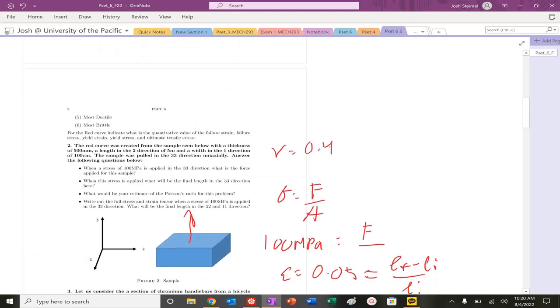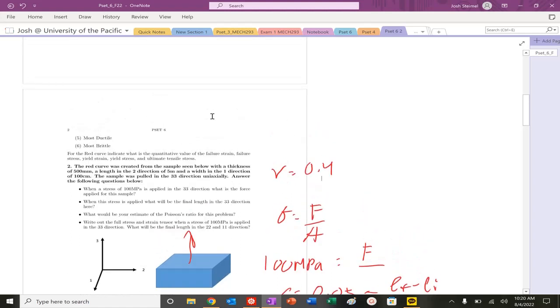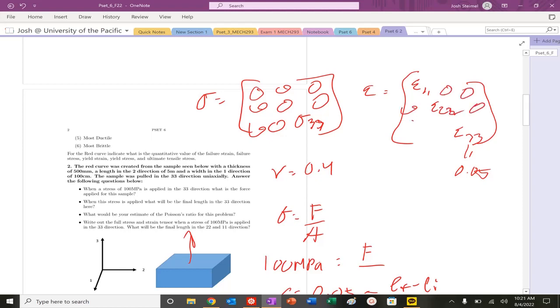So 0.4. And then what would be the full stress tensor when a stress of 100 megapascals is applied in the 3-3 direction? What will be the final length in the 2-2 direction? So we're going to write out the full stress and strain tensor. I'm only applying stress in the 3-3, which we already know is 100 megapascals. So everything else here is 0. There's no more stress applied. For my strain tensor, there will be a strain in the 3-3, which we already know, equal to 0.05 when 100 megapascals is applied. But we don't know the strain in the 1-1 and the 2-2. Everything else is 0. So how can we solve for that?